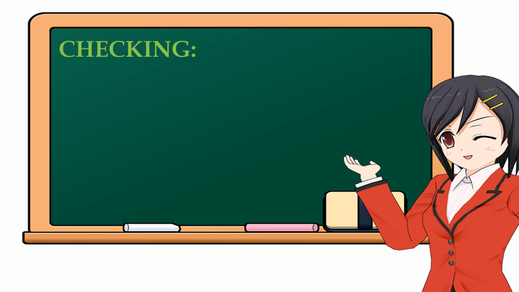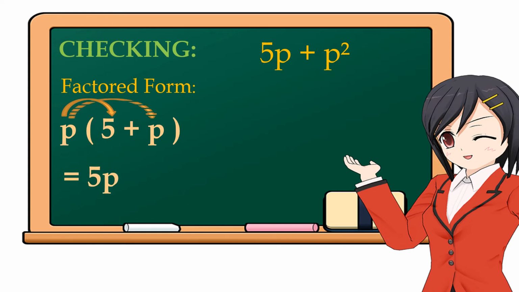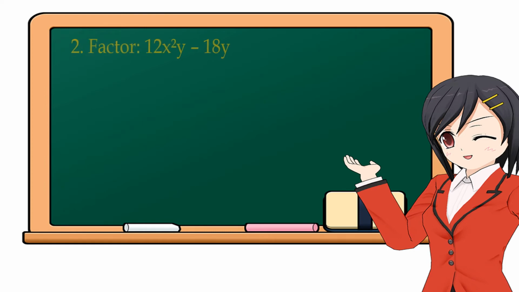Let's check if our answer is correct. Let's check if our answer is equal to 5p plus p squared. The factored form of 5p plus p squared is p times the quantity 5 plus p. Using the distributive property, we will multiply 5 by p, so it is equal to 5p, and p by p, which is equal to p squared. So our answer is 5p plus p squared. They are the same, so it is correct.